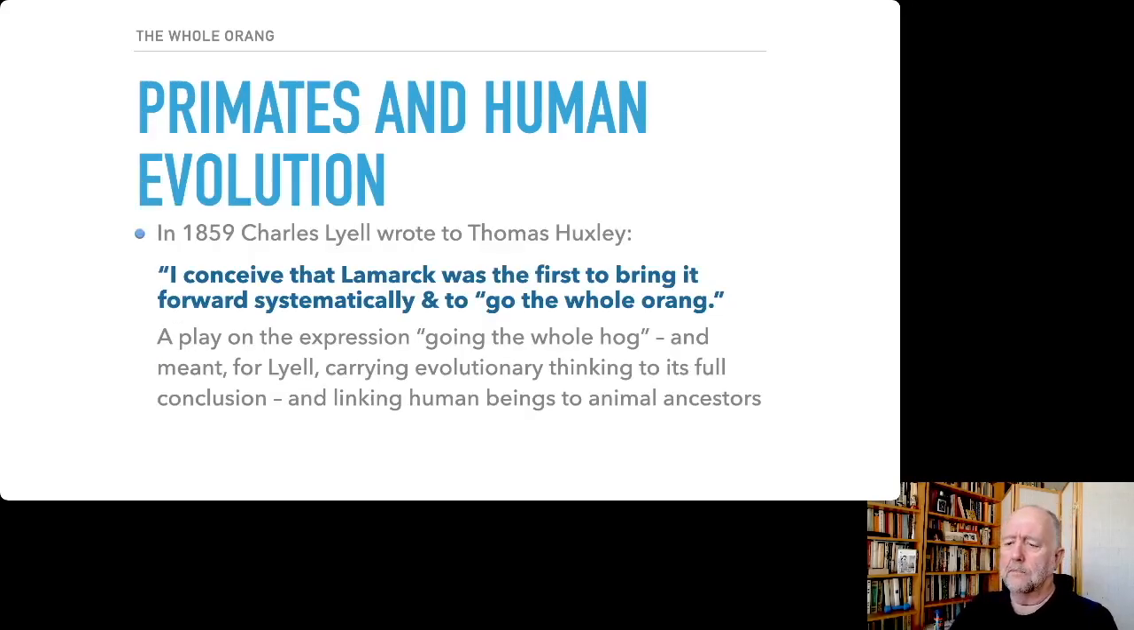In 1859, Lyell wrote to Huxley, where, among other things, he thought that he'd been too hard on Lamarck, but he said, "I conceive that Lamarck was the first to bring it forward systematically and to, quote, go the whole orang." Now, this is an English expression, going the whole hog, and it means for Lyell carrying evolutionary thinking to its full conclusion and linking human beings to animal ancestors. Darwin didn't do that. What he said was that he thought light would be shed upon human beings in the future. He was very careful in the Origin not to say anything about people, and there's good reason for that. People are very sensitive to this sort of thing.